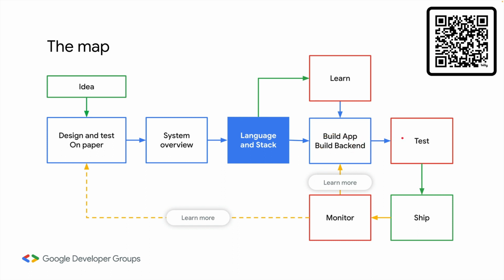Once you've tested it and you've decided to ship it to the Play Store, you'll be monitoring your app and seeing what your users are doing with your app. At this point, you'll be learning some more, and you might make some more changes, and you'll test it again before you ship it to the Play Store. What also might happen is that you would be monitoring your app, and then you'll find out something that you missed. You might be doing some more design on paper, and then you'll flow right back through the whole process.